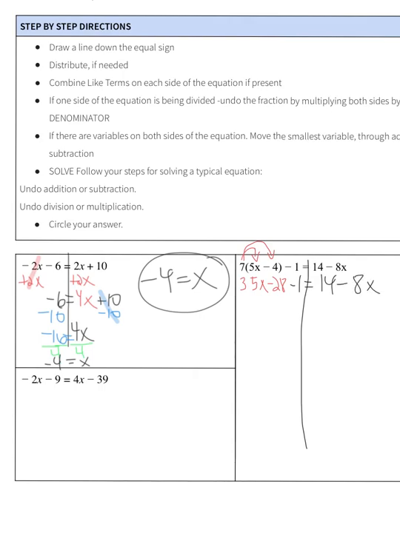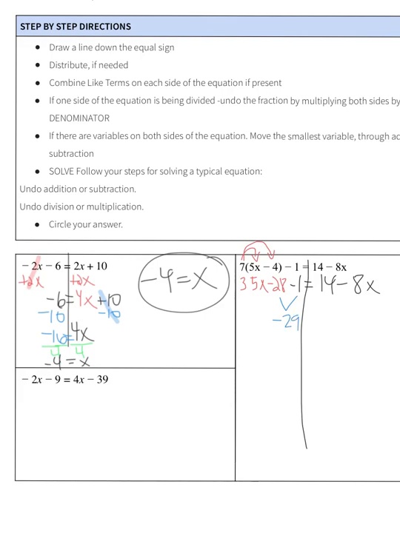Perfect. So I've done my distribution. Next, I combine like terms on each side of the equation if present. So I'm going to look at this side of the equation first. I have a 35x minus 28 minus 1. Well, minus 28 and minus 1, those are whole numbers. So because these are both numbers with no variables, they are constant and they are like terms. So I need to combine them. Negative 28 minus 1 is equal to negative 29.